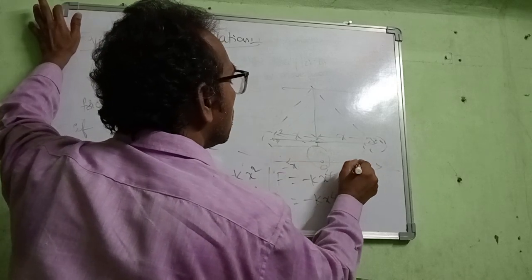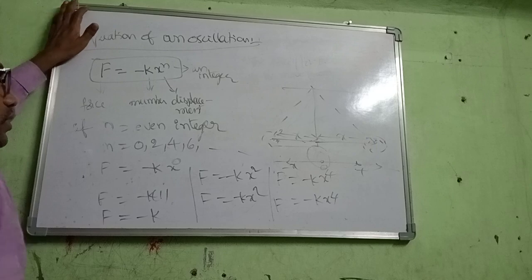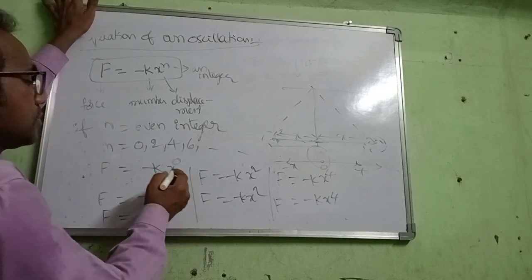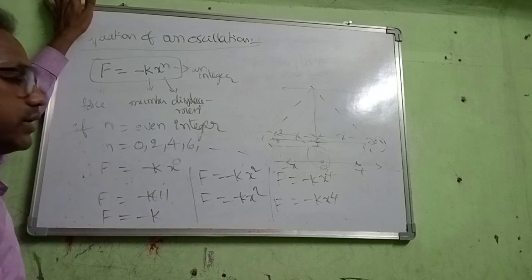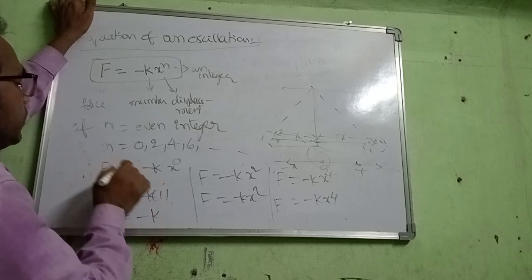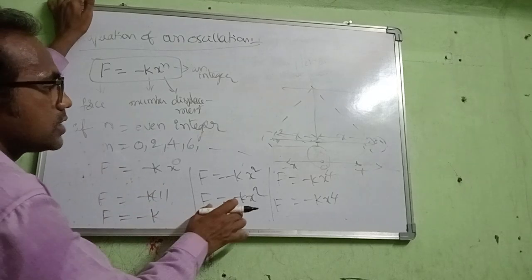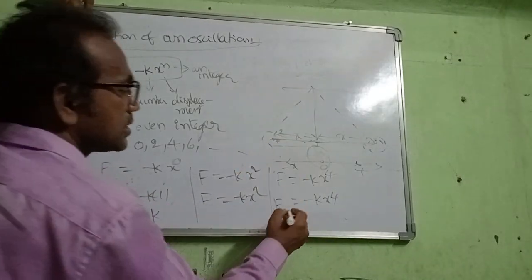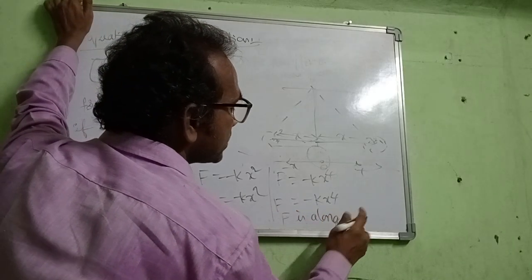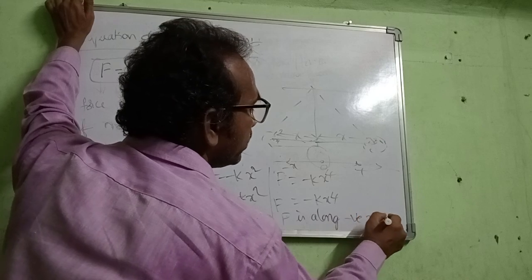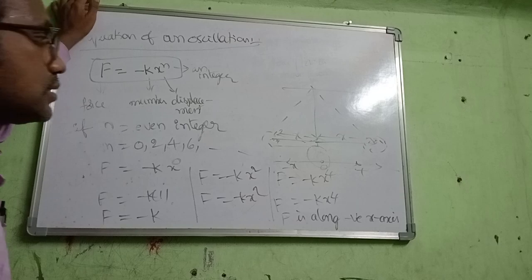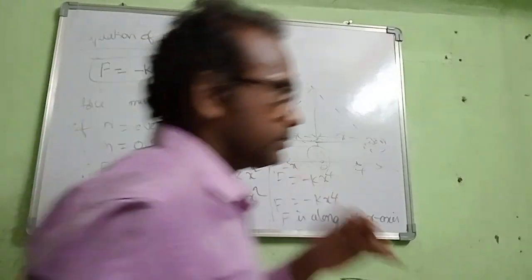Now here, whatever it may be, the displacement may be positive or negative, x may be plus or minus. So if n is an even integer, the force is along the negative x-axis. F is along the negative x-axis.